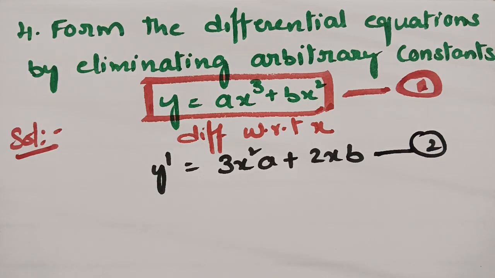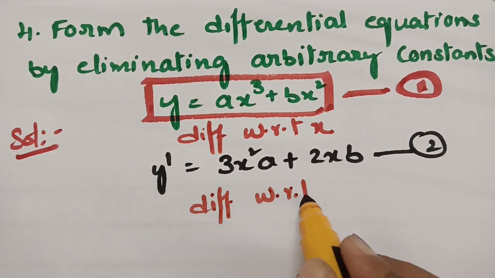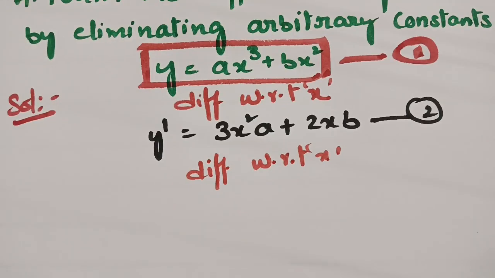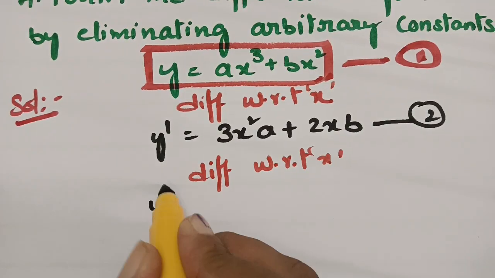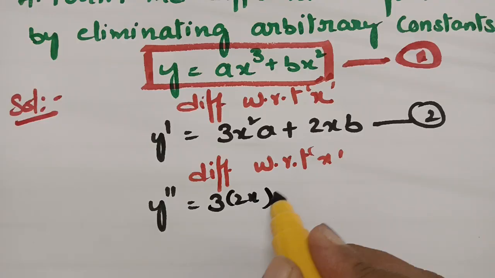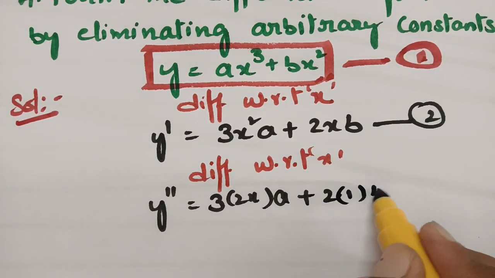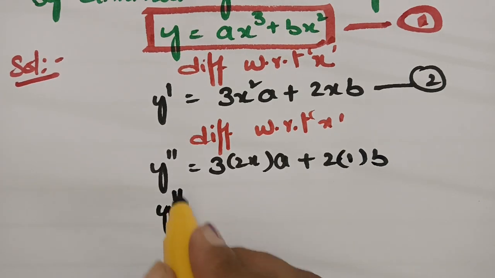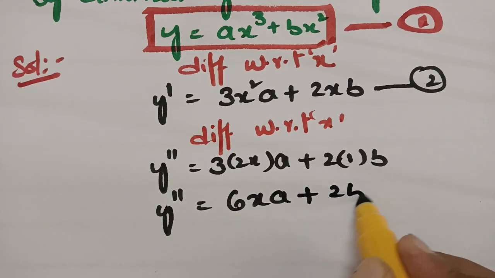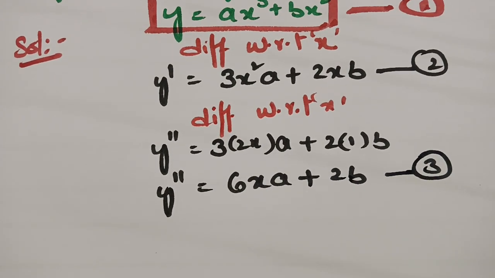And again if I differentiate with respect to x, this y dash will become y double dash, and x square will become 2x into a, and for x it is 1, so I am writing 1 into b. This becomes y double dash is equal to 6xa plus 2b, and this is equation number 3. Now we have to eliminate the constants.